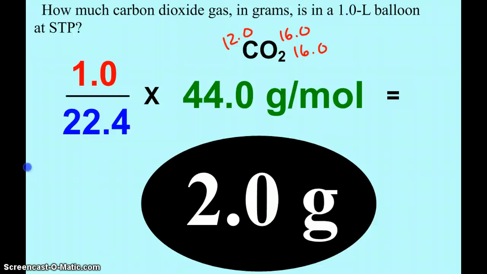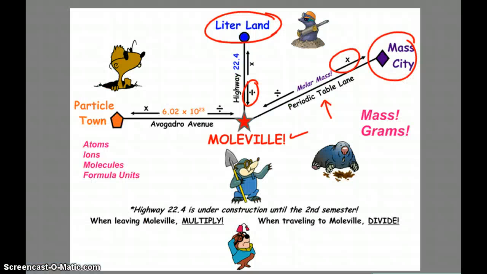All right. Now on your foldable, if you'd like, you can put some Avogadro information and examples on the back of your foldable. But again, you can always have your map to Moleville. You can always use that, so your choice.